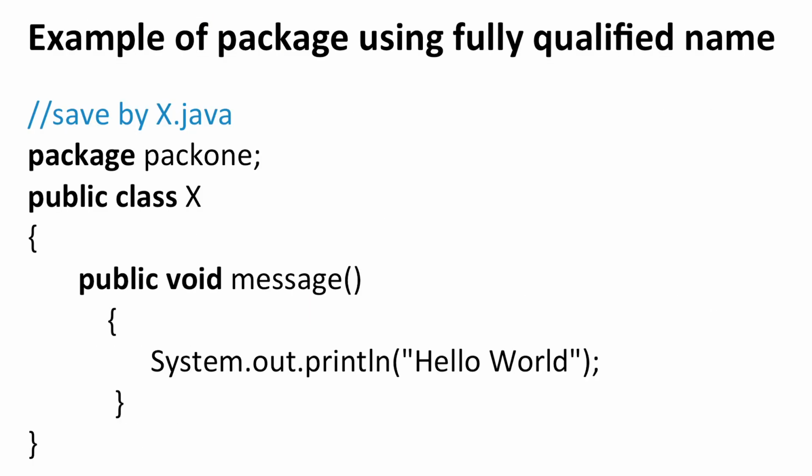Example of package using fully qualified name. Scenario is similar as in previous examples. Package pack1, public class X, then public void message, System.out.println hello world. So the message method in the class X is giving print as output as hello world.